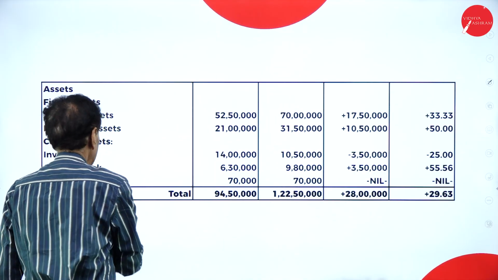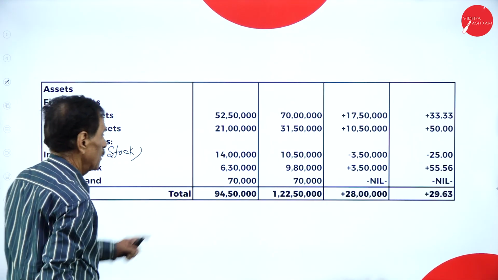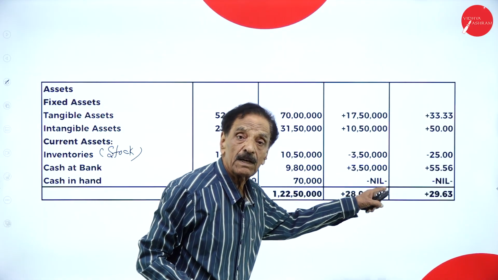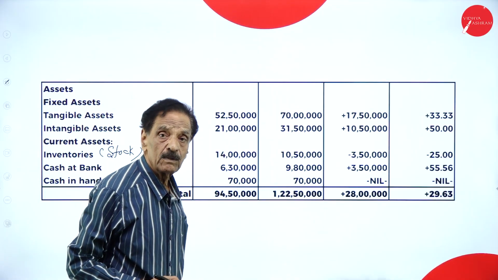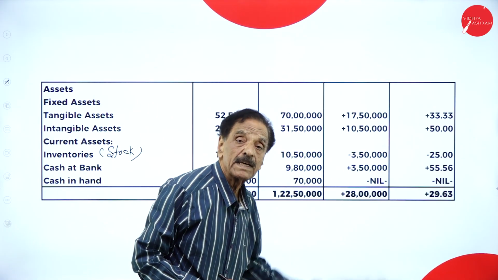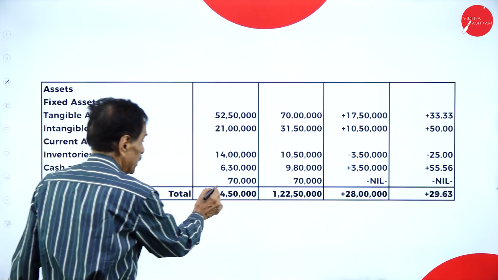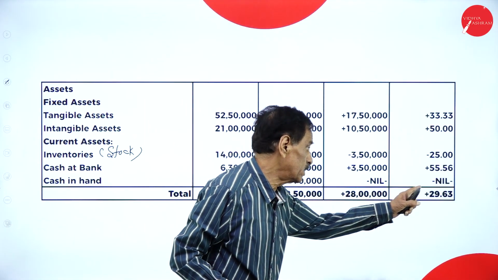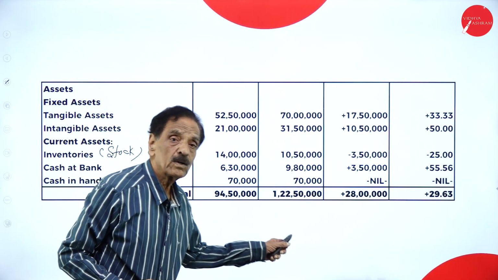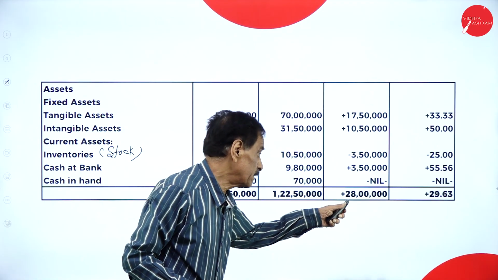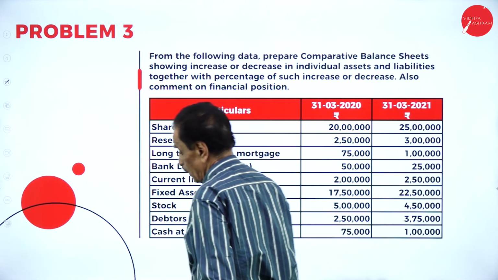Then inventory means this is stock. Stock 14 lakh to 10 lakh 50,000, there's a decrease of 3 lakh 50,000, 25%. Then cash at bank 6 lakh 30,000 to 9 lakh 80,000, there was an increase of 3 lakh 50,000, it works out to 55.56%. Cash in hand 70,000 to 70,000, no increase, no decrease. So the total is 94 lakh 50,000 to 1 crore 22 lakh 50,000, there was an increase of 28 lakh, so it works out to 29.63%. Next problem, same type.